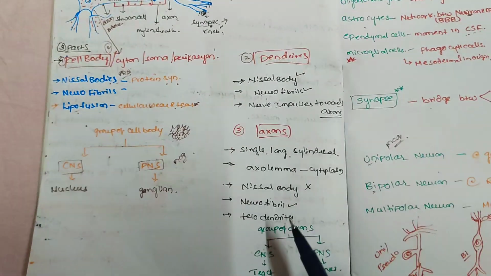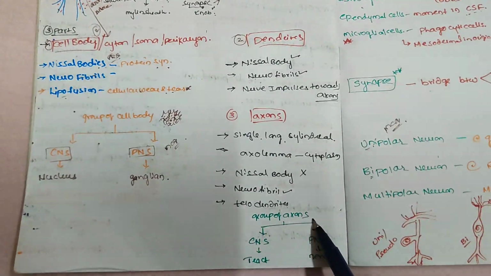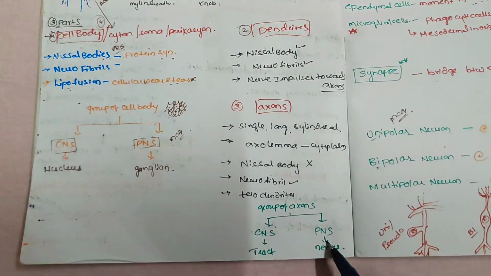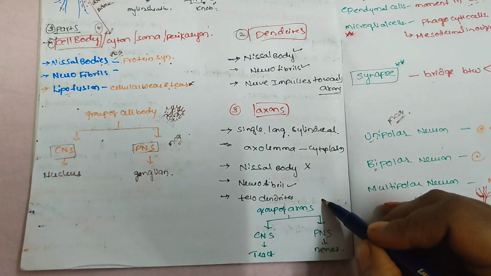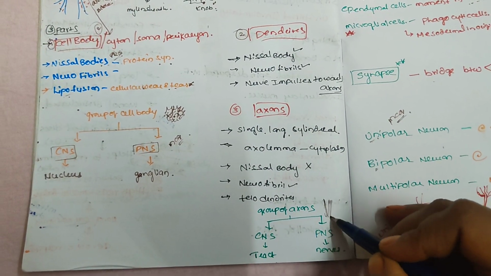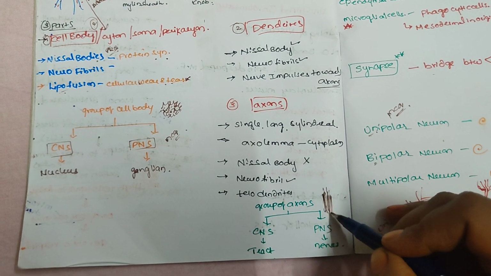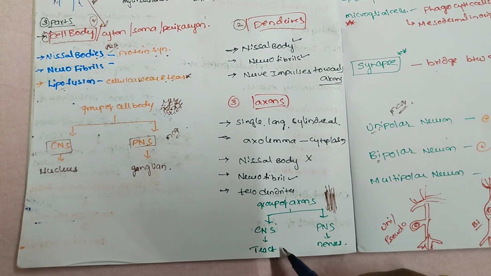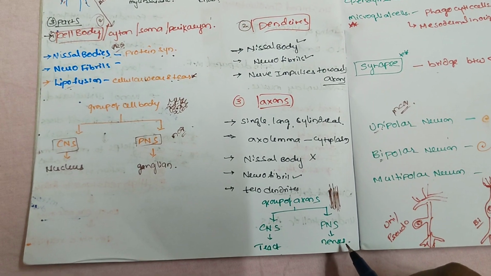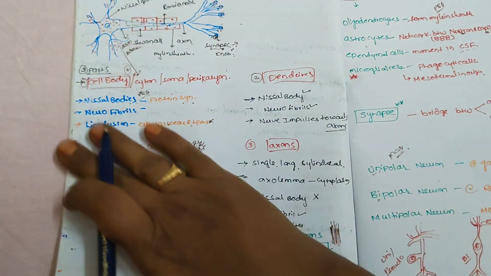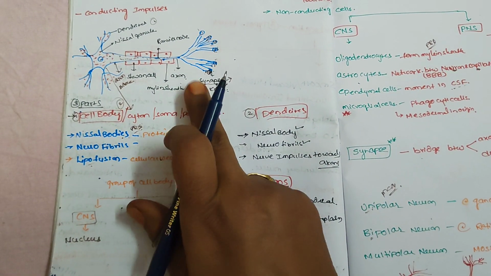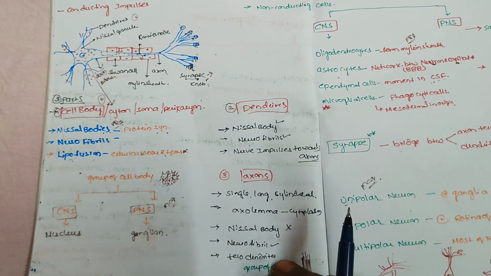Also, one group of axons is called a tract in the CNS, and in the PNS it is called a nerve. As I said, it is like a flower bouquet, where all the remaining parts of the flowers form a bunch. In the CNS it is a tract, in the PNS nerves. So this is the information regarding the multipolar neuron structure, parts and function.